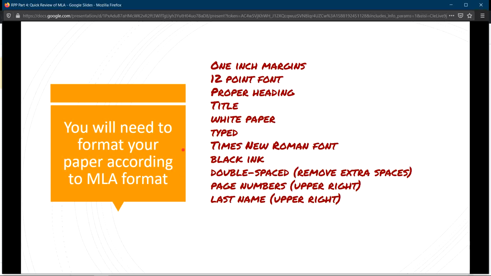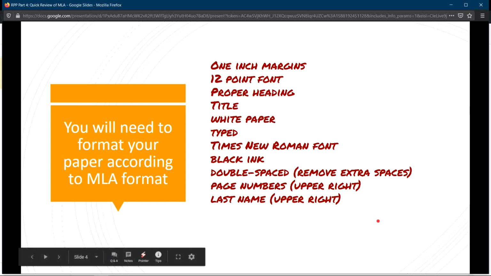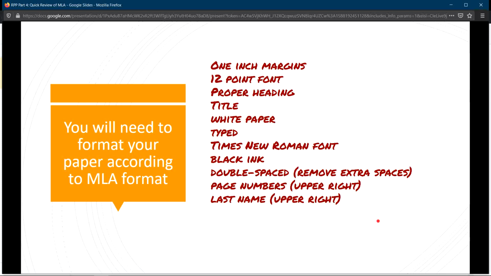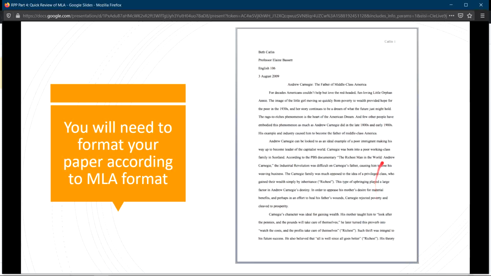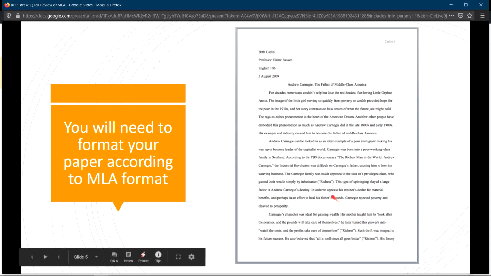Anyway, you will need to format your paper according to MLA format: 1-inch margins, 12-point font, proper heading, title, on white paper, typed, Times New Roman, black ink, double-spaced with page numbers in the upper right-hand corner, and the last name also in the upper right-hand corner. And here's an example of what the formatting might look like. And also, please be sure to have in-text citations. I can't stress that enough at this point.